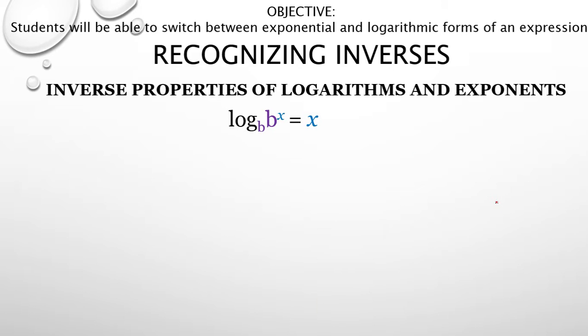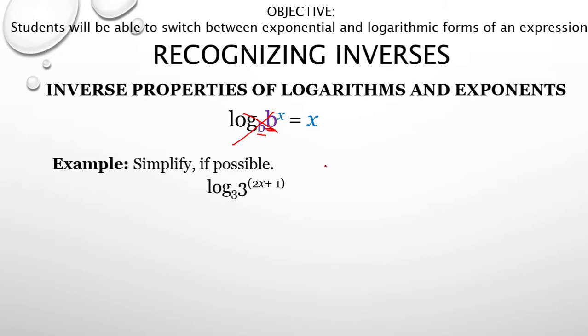So, recognizing inverses. Inverse properties of logarithms and exponents. So here's the first property. If you notice, on the left side, we have log base b of b to the x power. All that really means is it's equal to x. So if you have the same number as the base and the big B, you can actually cross that out, giving you x.